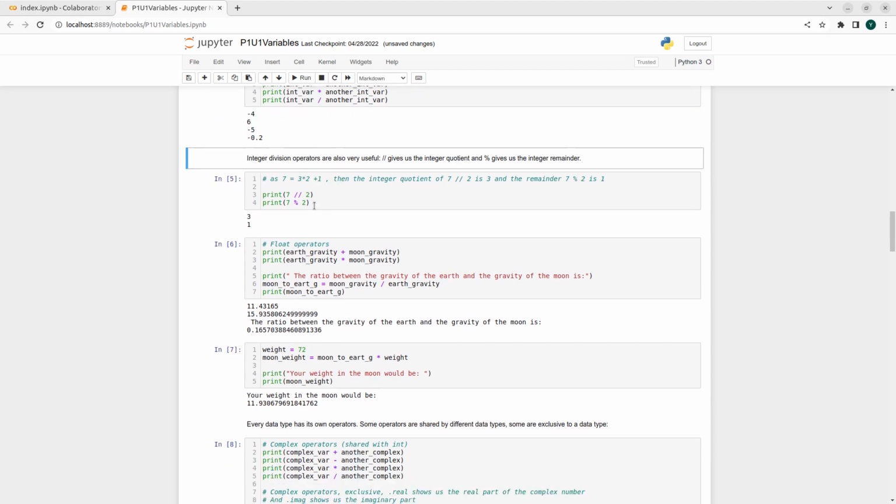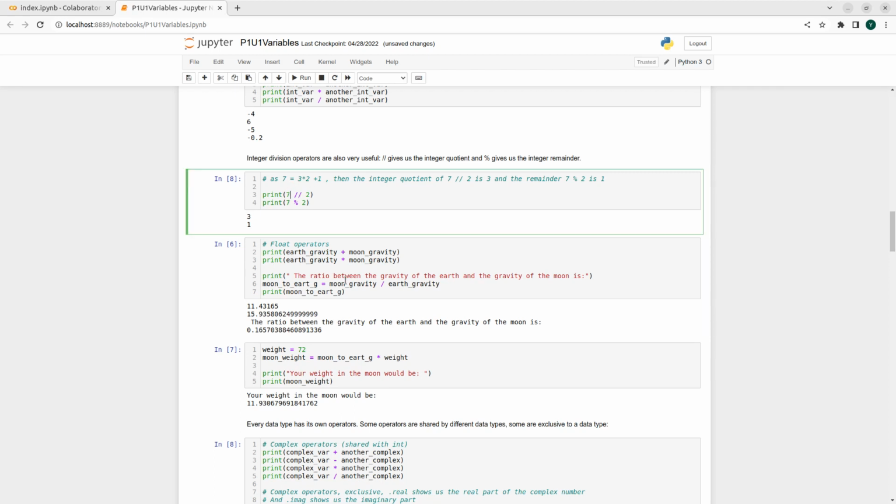Some other operators exist. For example, if instead of writing one bar I write two, I get the integer division. So the integer division between 7 and 2 is 3, and the integer remainder, which is written with the percentage symbol, is 1, because 7 is 3 times 2 plus 1. So the integer quotient of the division by 2 is 3, and the remainder is 1. And I can always run this code.